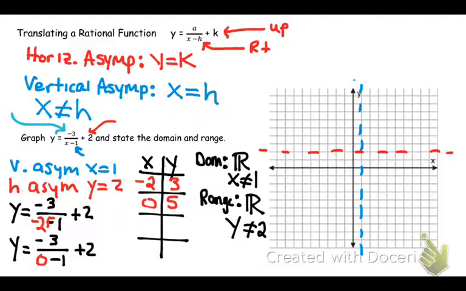And I'm not going to work out the next 2. We'll just say when we put in a 2, it's going to come out to -1. And we put in a 4, and it comes out to 1. And then we're going to plot these points.